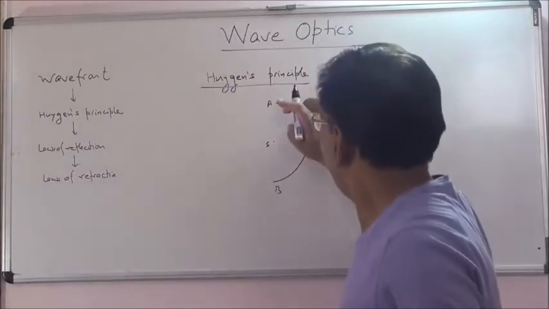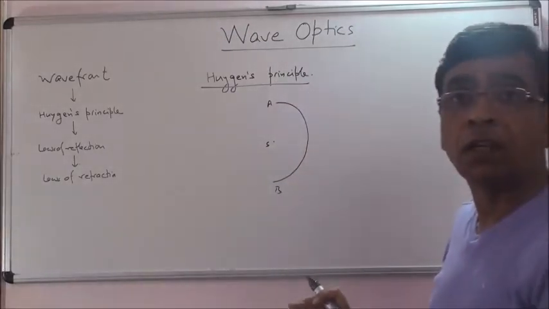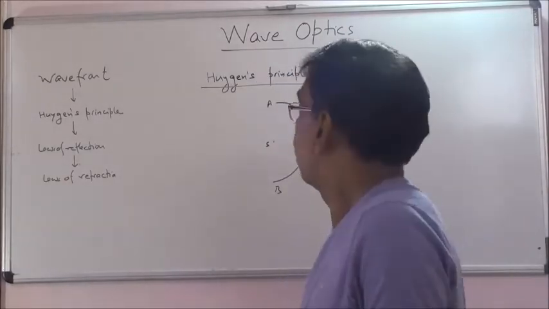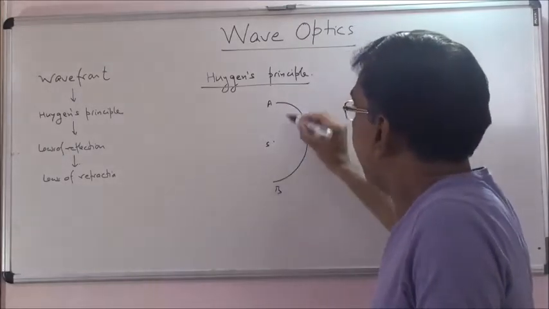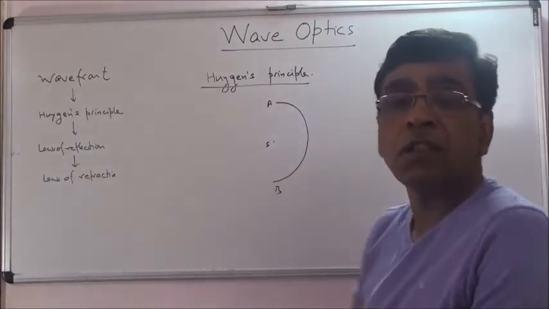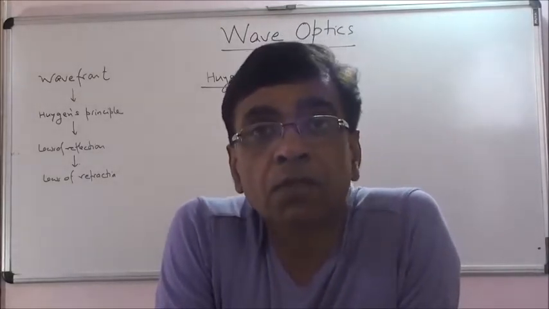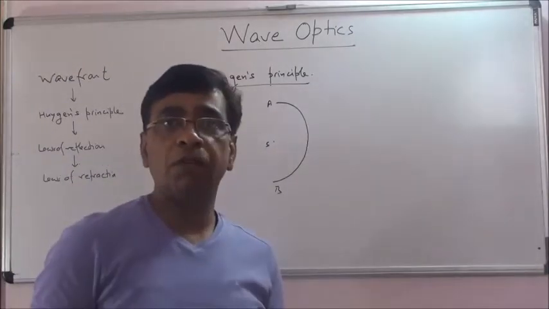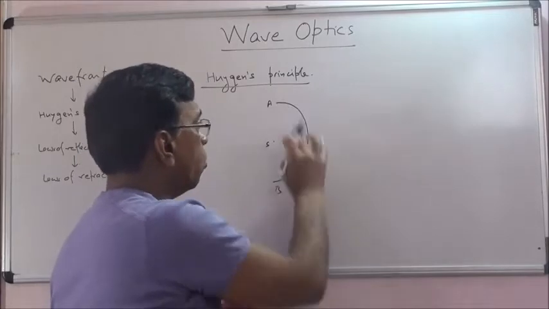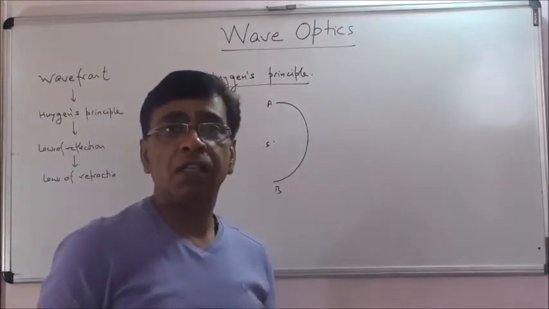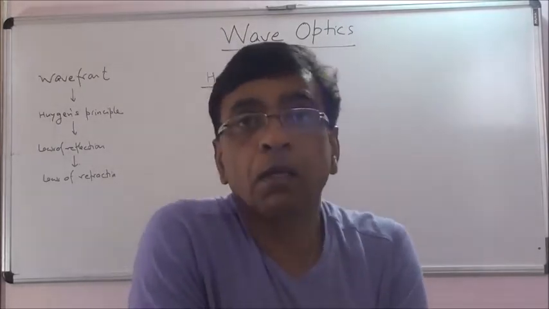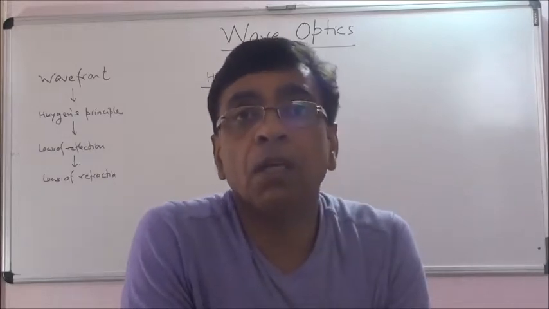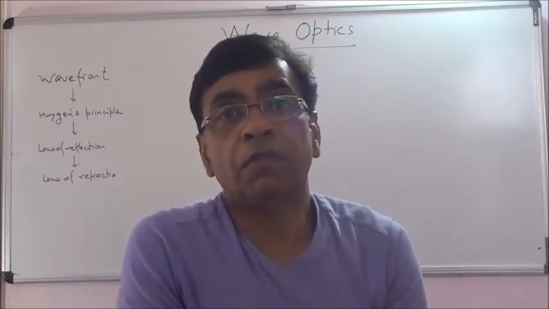Second, every point on this primary wavefront acts as a source of secondary disturbances, which we call secondary wavelets. So we have the primary wavefront. The wave propagates in the form of a wavefront called the primary wavefront, then every point on it is giving out secondary wavelets. Third point, a tangent to these secondary wavelets at any time gives the position and the shape of that wavefront.